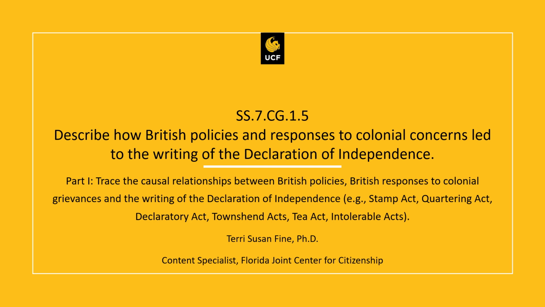Today we look at Benchmark 1.5, in which we will describe how British policies and responses to colonial concerns led to the writing of the Declaration of Independence. In Part 1, we will trace the causal relationships between British policies, British responses to colonial grievances, and the writing of the Declaration of Independence. These policies include the Stamp Act, the Quartering Act, the Declaratory Act, the Townshend Acts, the Tea Act, and the Intolerable Acts.